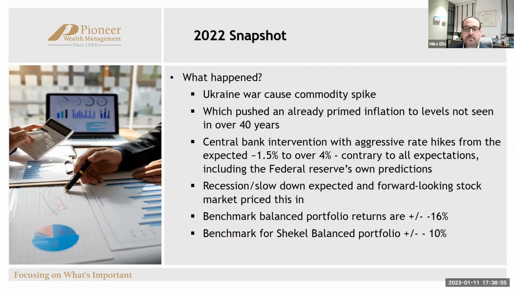In terms of benchmark portfolios, a benchmark balanced portfolio in dollars, okay? Sorry, the word dollars is missing from my slide, is approximately minus 16%. The more aggressive you are in your mandate, the more equities you have, your benchmark is closer to minus 20. The more conservative you are and the more bonds you have in your dollar portfolio, the closer your benchmark is to minus 15. So if your asset manager did better than those numbers, then they added some value for you in 2022. The shekel portfolio is better. Shekel portfolios did better on the whole, and a benchmark for a balanced shekel portfolio is approximately minus 10. And I'll show you how we get these numbers now.